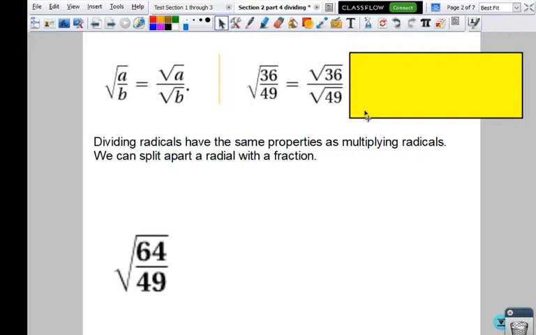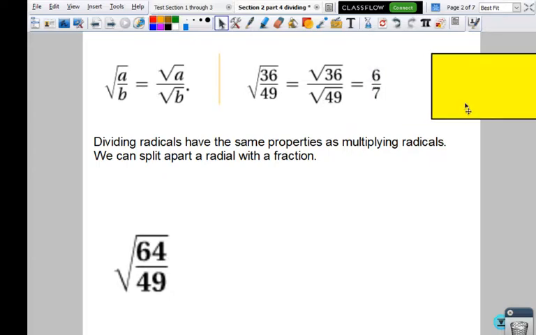Wait, so we write square root 36? Yep. So for example, if I had square root of 36 over 49, I got a big fraction inside there, right? I can split that into two square roots. Square root on the top, square root on the bottom. And then from there, I can simplify the top, and I can simplify the bottom. Because what's the square root of 36? 6. What's the square root of 49? 7. So it's just 6 over 7.